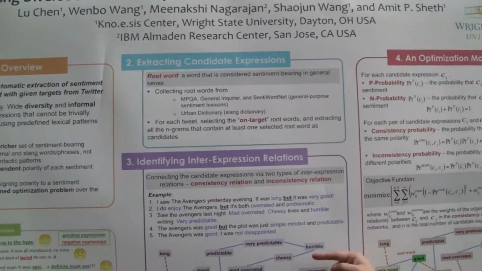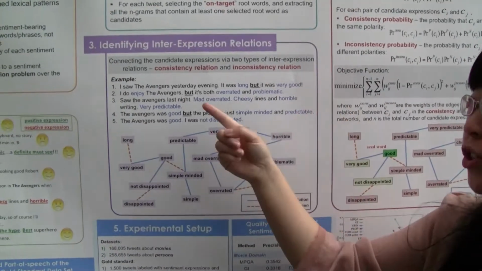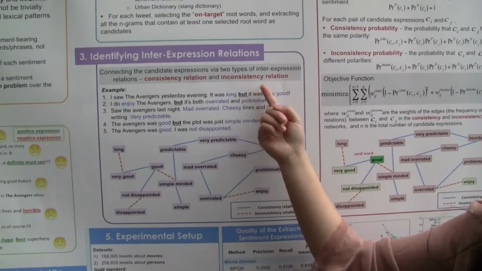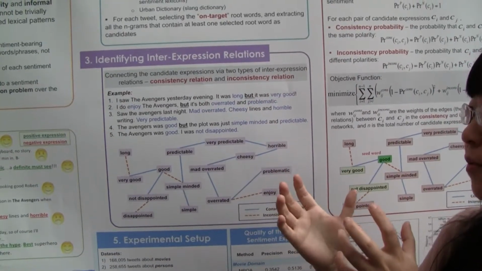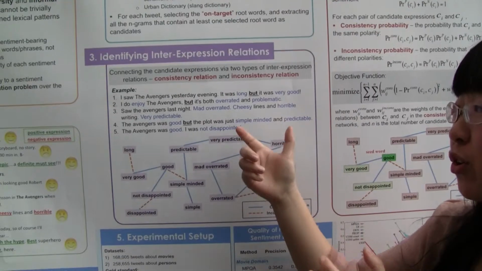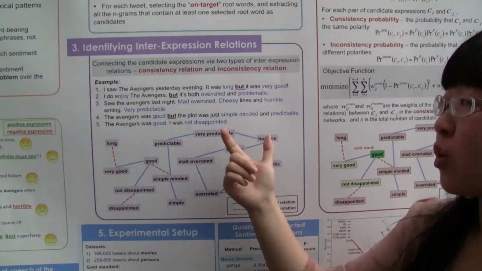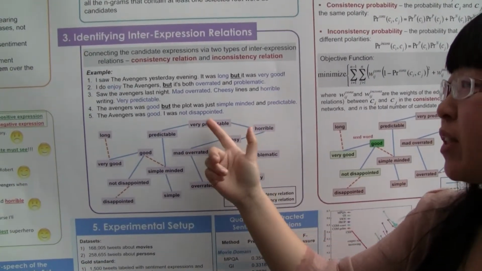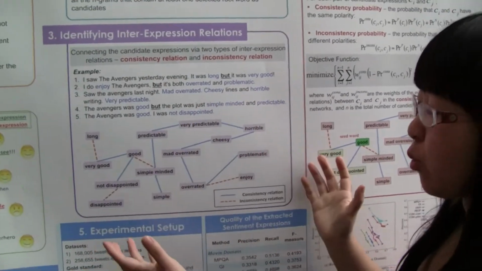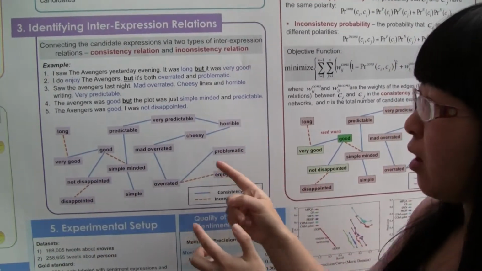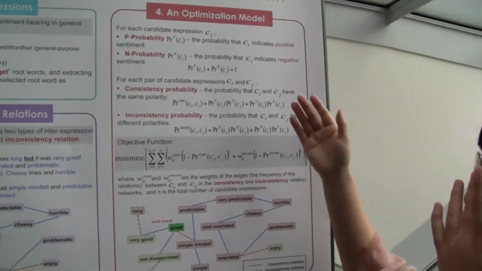In the next step, we connect all these candidate expressions with two kinds of inter-expression relations. One is the consistent relation and the other is the inconsistent relation. The consistent relation means that if two expressions are connected in some tweet, the polarity of both of them should be the same, both positive or both negative. For the inconsistent relation, they are connected by words like but, though, or even some negation. That means these expressions have different polarities. So we generate a network to connect all these expressions using the different relationships.